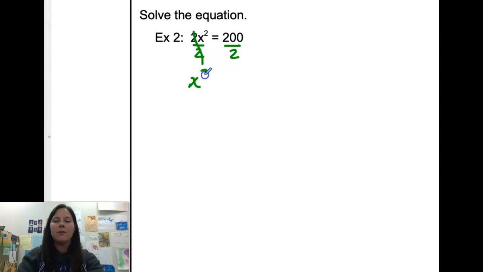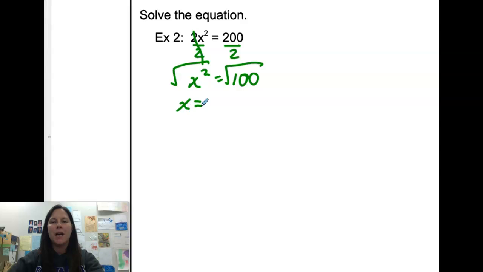Canceling those 2's leaves me with x squared equals 200 divided by 2 is 100. So now to get that x all alone, we're going to take the square root of both sides and think about what number, when I multiply it by itself, gives me 100. And that's going to be two answers, both a positive and a negative 10. If you don't like that plus or minus sign, you can always write it out as 10 and negative 10. Of course, either order, you could write the negative value first as well.